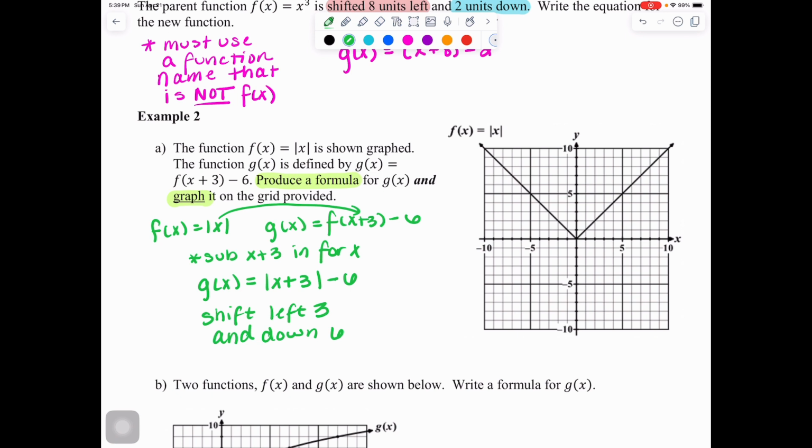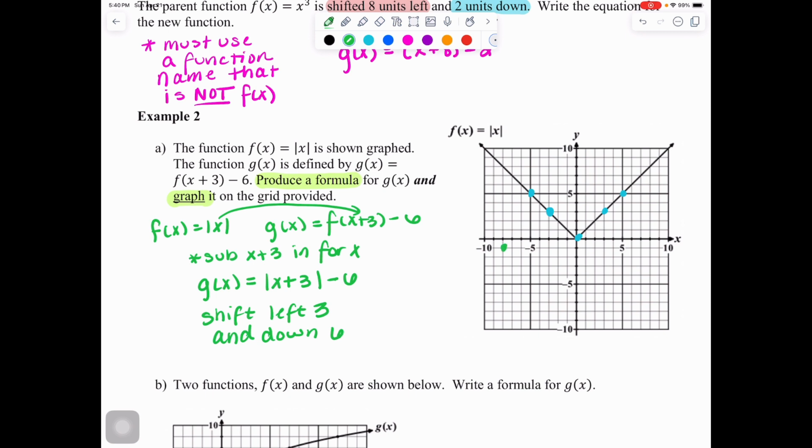So when you do this, you want to identify some critical points. So I'm going to go to the parent function and identify several critical points so that I can have something to look at to create my new graph. We already decided by looking at the formula that it was a shift left 3 and down 6. So I'm going to take every single point and shift it left 3 and down 6. So 1, 2, 3 to the left, 1, 2, 3, 4, 5, 6 down.